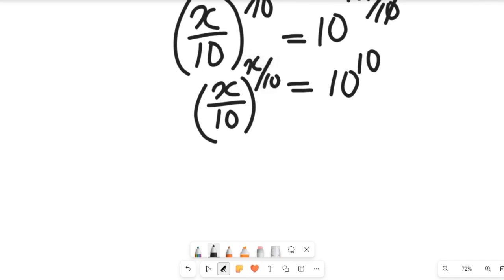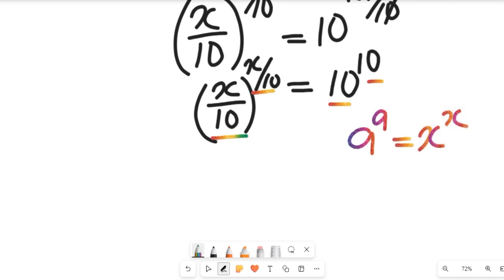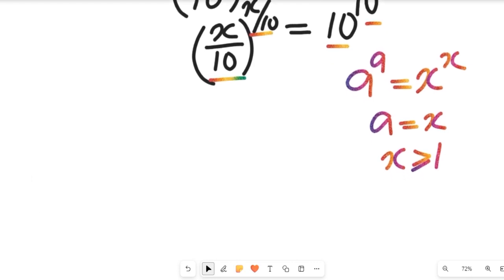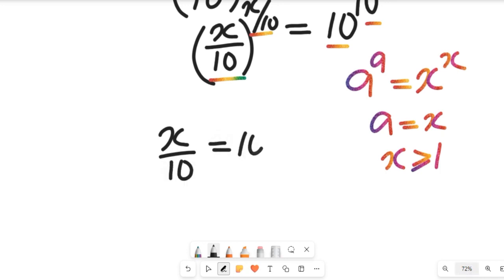Now notice something, that we have the same base and the same power. Now, according to one law of indices, if you have a to the power of a equal to x to the power of x, do you know that a can be equal to x, the exponent to equate, as long as x is greater than or equal to 1? So if we apply that, we are going to see that x divided by 10 will only be equal to 10.